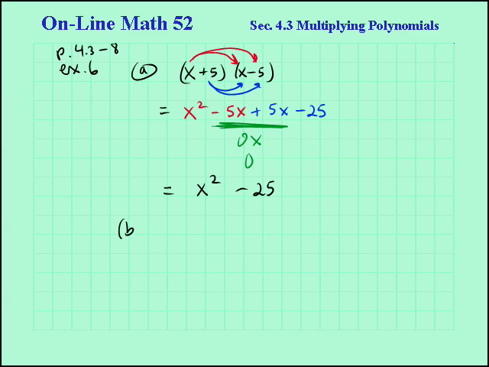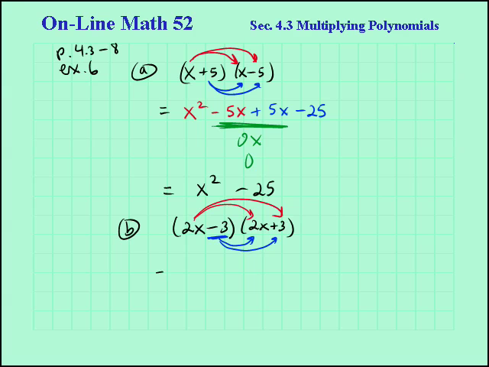Here's part B of that example. 2x minus 3 times 2x plus 3. And we'll distribute again, first of all, the 2x, and then we'll distribute the negative 3. Careful, that's a negative, so make sure it's the whole negative 3 that you're going to distribute there.